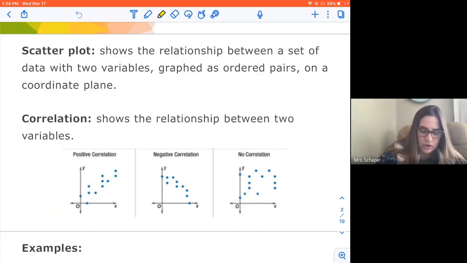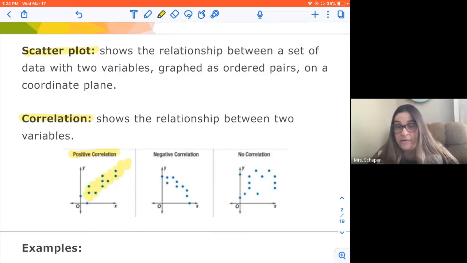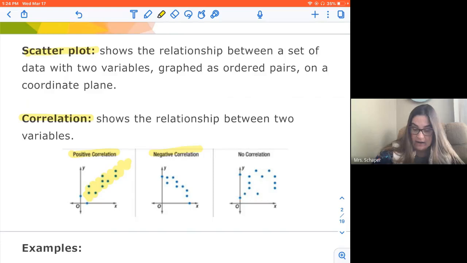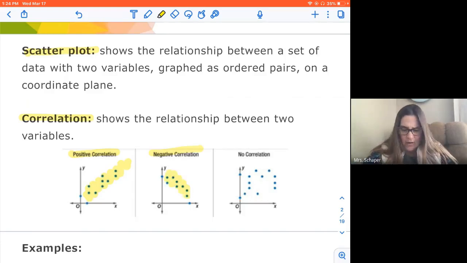Then there's something called correlation. And correlation shows the relationship between those variables. You can have a positive correlation. That means that it trends upward from left to right. You have a negative correlation, which means it trends downward left to right, or no correlation. There's no connection between the points at all. All right. So those are the different types of correlations that we can talk about.